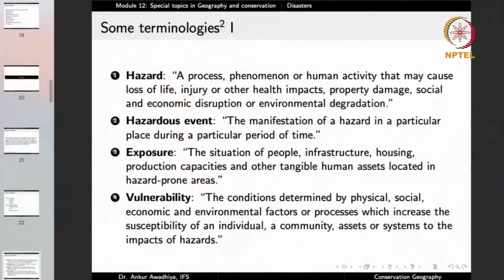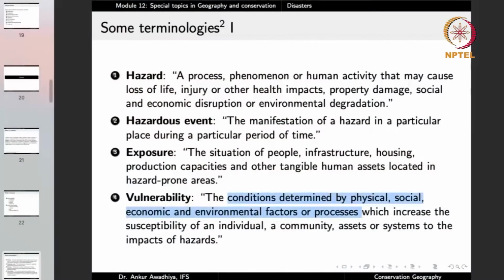Then we say that there is exposure. Now, when you have exposure, you can have vulnerability. The conditions determined by physical, social, economic and environmental factors or processes which increase the susceptibility of an individual, community, assets or systems to the impacts of hazards. So the hazard is the same, but the susceptibility may be high or it may be low.